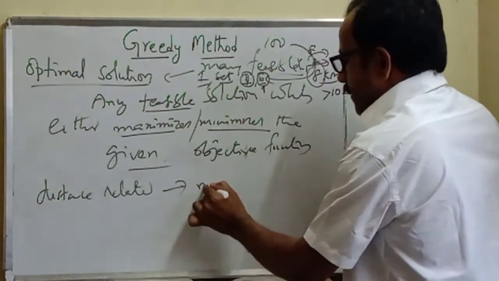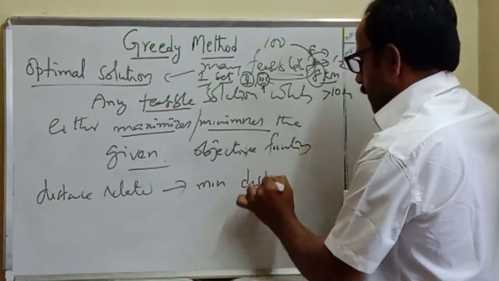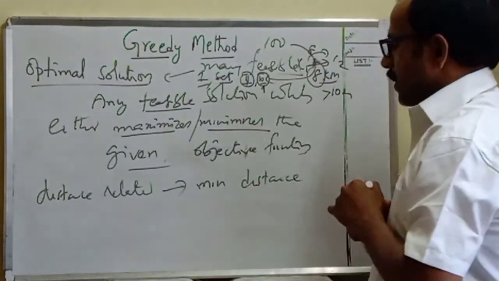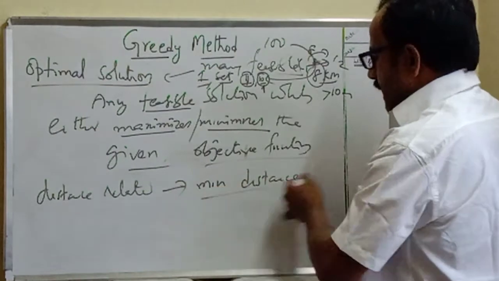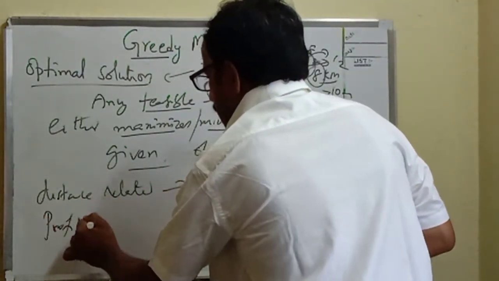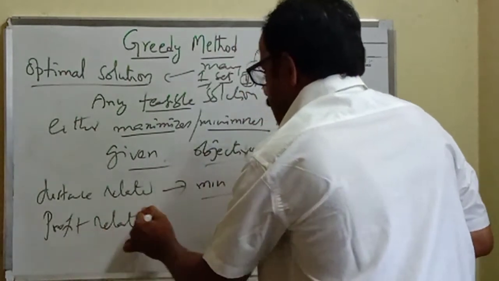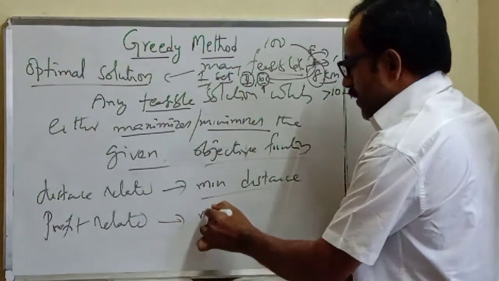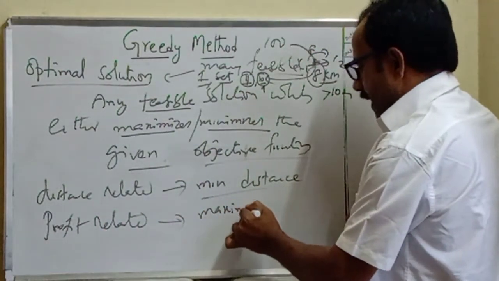Objective function is minimizing distance. This is the objective. So what is the objective function? Minimizing distance is the objective. In profit related problems, what is the objective function here? Maximizing profit is the objective function.